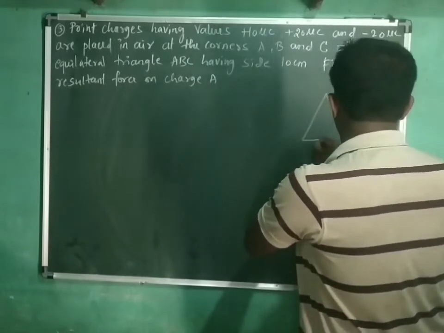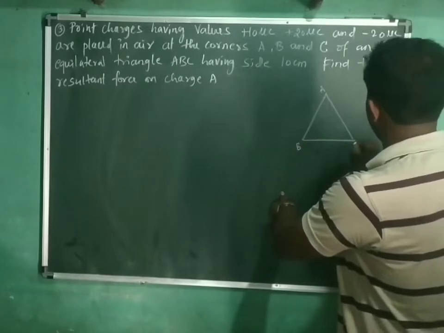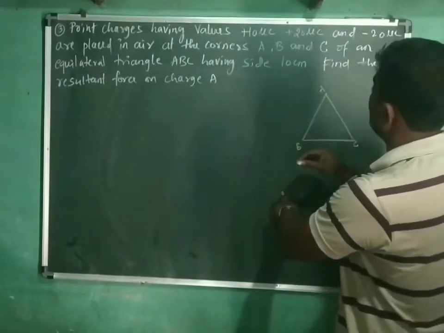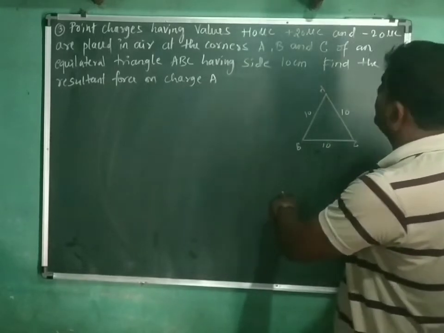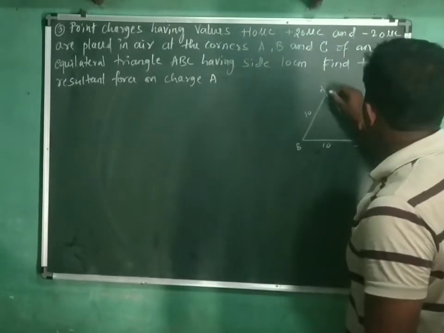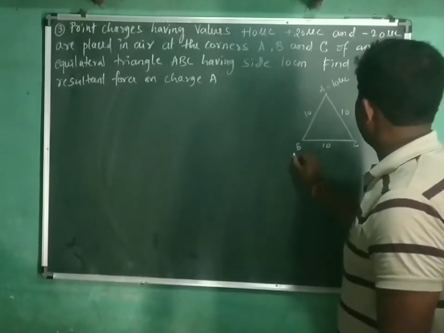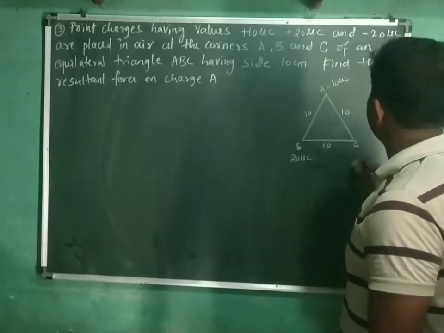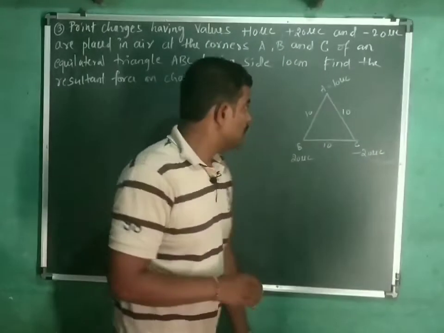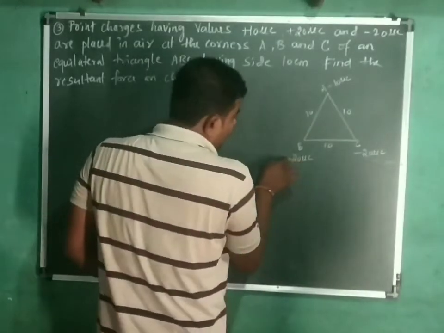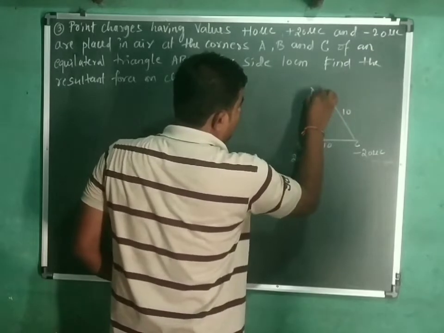This is an equilateral triangle with sides A, B, C, and the sides have value how much? 10 centimeter. 10, 10, 10. And magnitudes are given: it is 10 microcoulomb, 20 microcoulomb, and C is minus 20 microcoulomb. Look here, this 20 microcoulomb will repel this 10 microcoulomb in this direction.